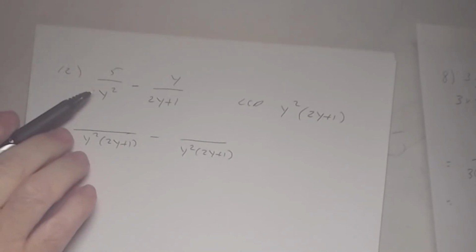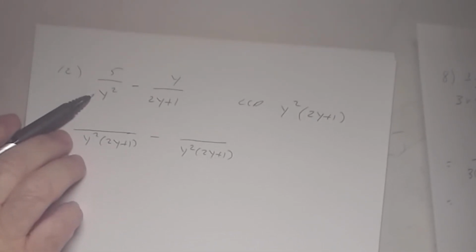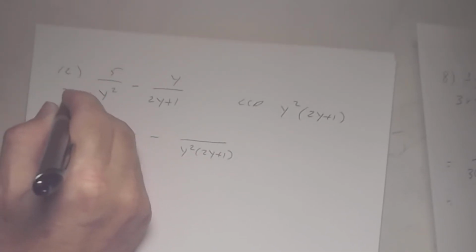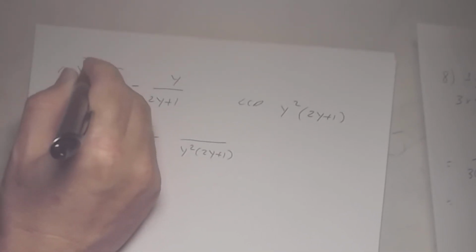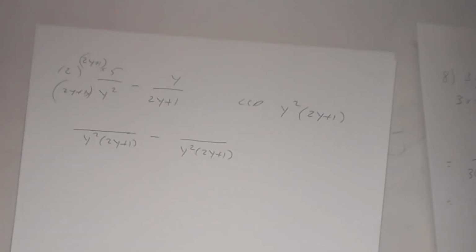Okay, so this is what I had, this is what I want. So what factor is missing right here? 2y plus 1. All right, so I'm going to say times 2y plus 1 over times 2y plus 1. Put that in parentheses. But pull your page down a little bit.